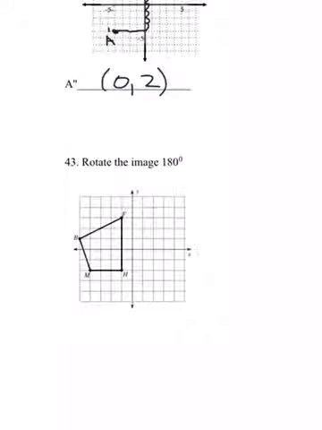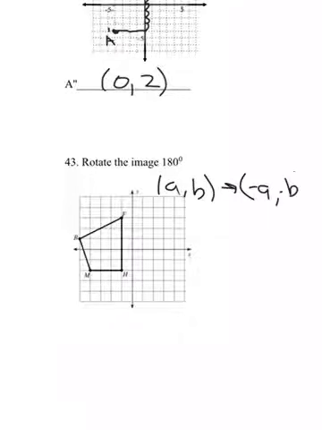Rotate the image 180 degrees. You will have patty paper available if you'd like to use that. We'll probably also have the formulas like this. Rotating 180 is simply a change of the sign for both A and B. So for instance, where F is at negative 1, 3, F prime, when you rotate it, is going to be at 1, negative 3.